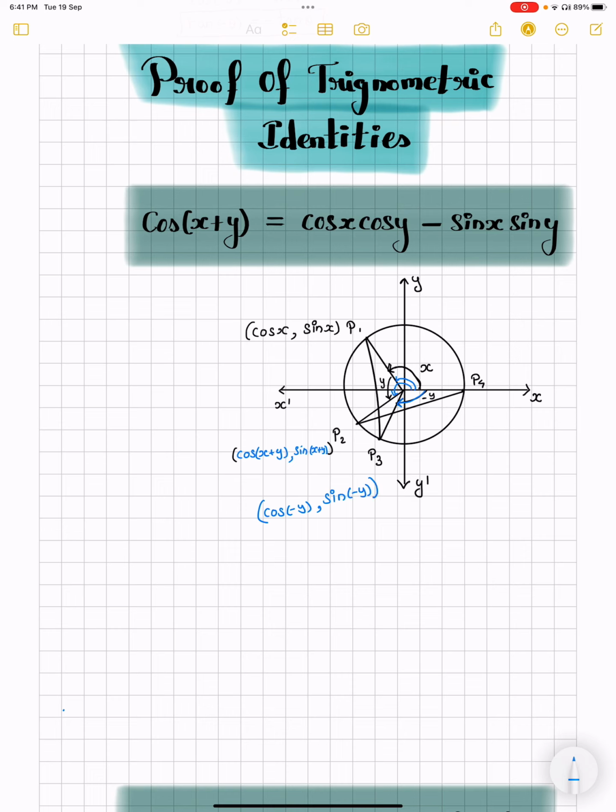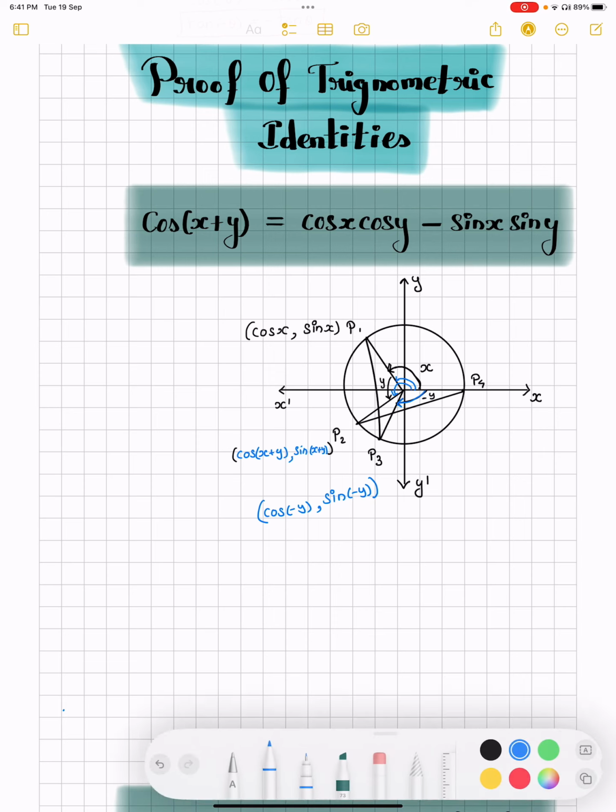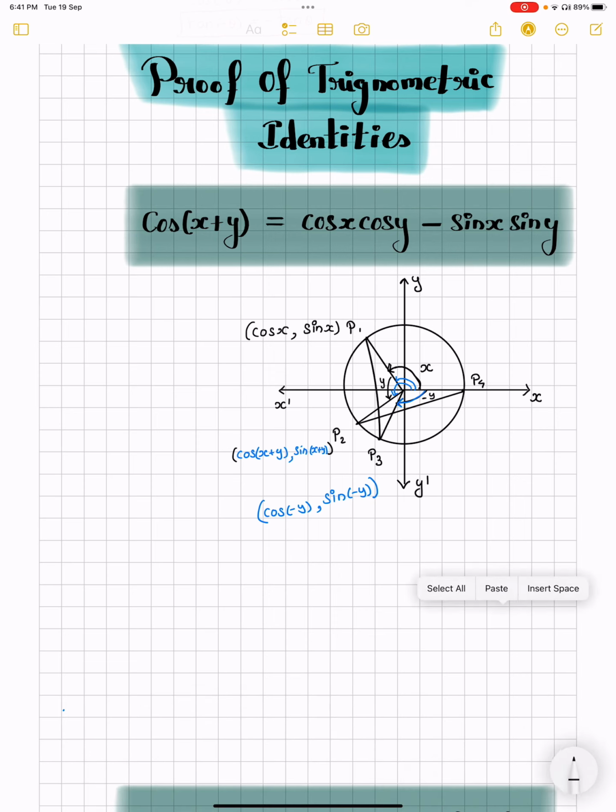Done with our coordinate. Now one more point is there. What is that? That's P4. P4 lies exactly on the x-axis. Since it lies on x-axis, what is going to be my y coordinate? 0. And what about my x coordinate? The x coordinate is going to be equal to 1 because it's a unit circle.